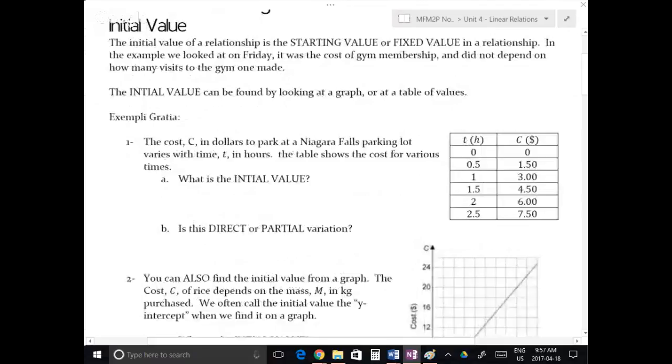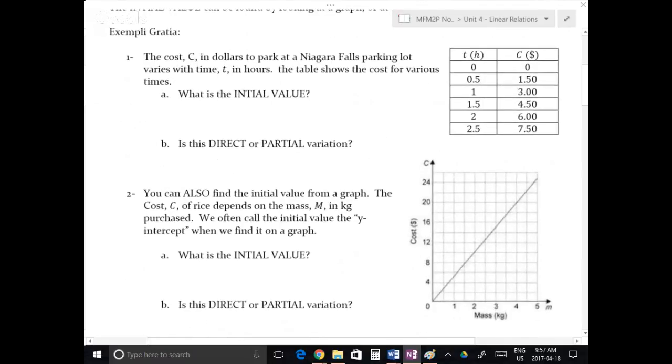Anyway, so I want to think about that here. An example. The cost C in dollars to park at Niagara Falls parking lot varies with time in hours. First of all, that's very mathy sounding. What's that mean? The cost in dollars to park at Niagara Falls parking lot varies with time. What's that mean? You're paying for how long you're staying there. Good, it's per hour.